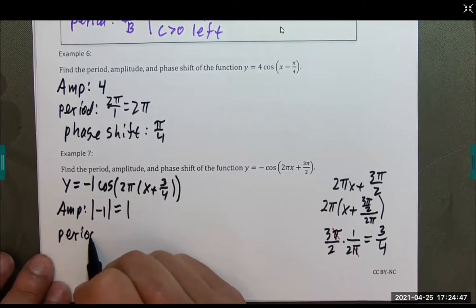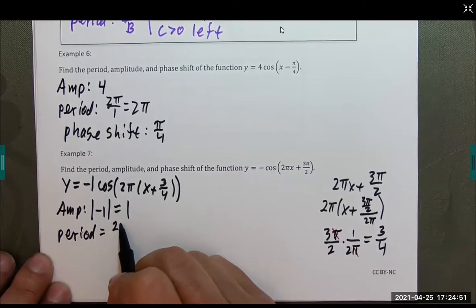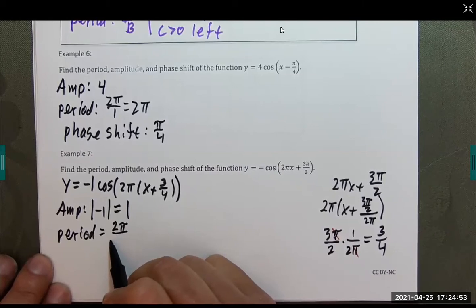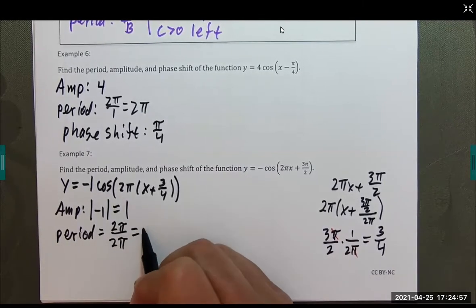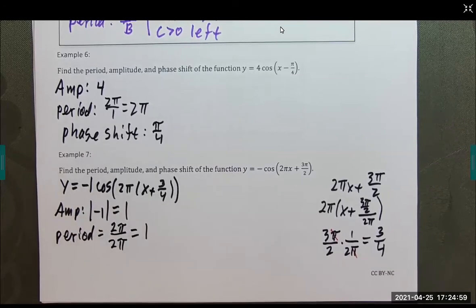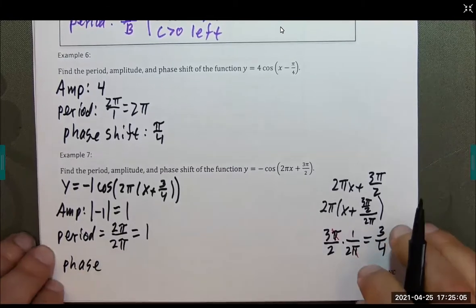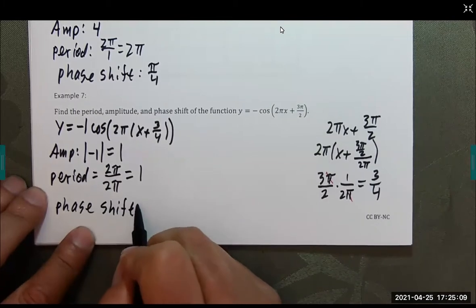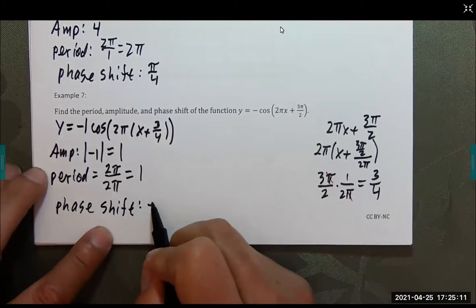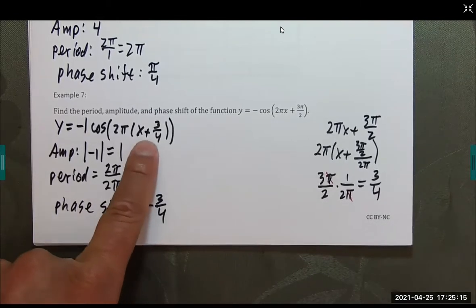The period in this case is 2 pi divided by 2 pi, which is just 1. And the phase shift is -3/4. Remember, it's always the opposite sign of what's there.